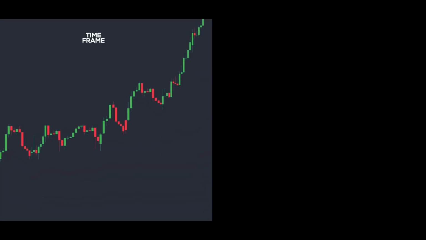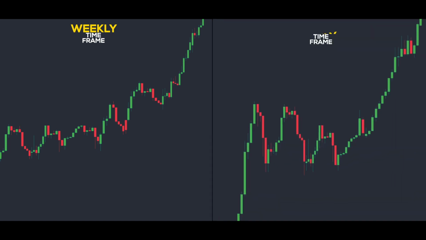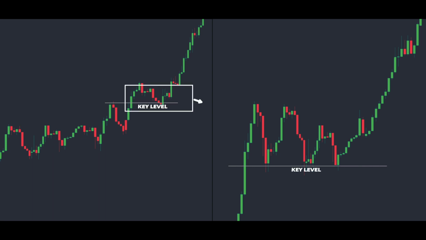The chart on the left is the weekly time frame we just looked at, and on the right is the daily time frame. This key level here is the same key level here. This area of confluence here, where the candlesticks formed, is the same area here. Again, we are looking for any form of price action that signals a reversal from a downtrend to an uptrend.